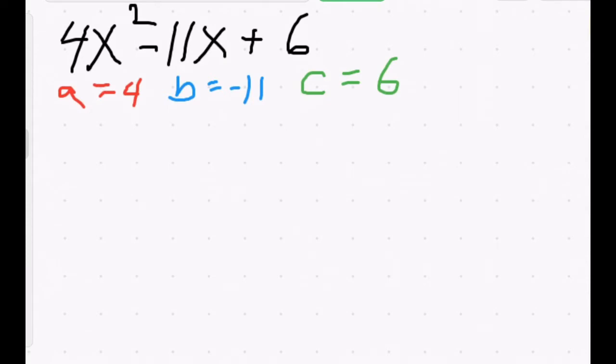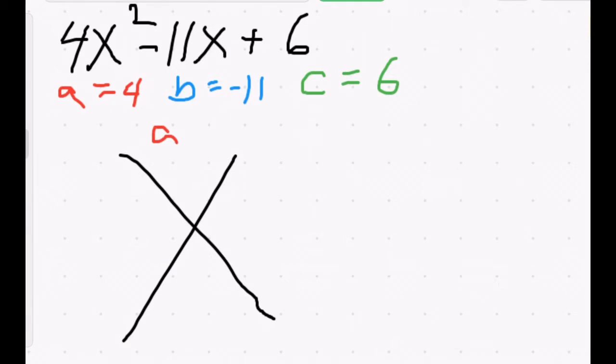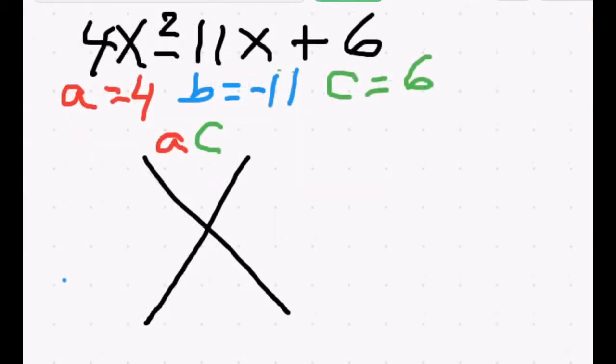So we are using the big X and box method. In this method, we multiply the a and c and we get 24. Remember, it's the first coefficient and the last coefficient that you multiply together. Now we take the middle coefficient, which is b, negative 11.